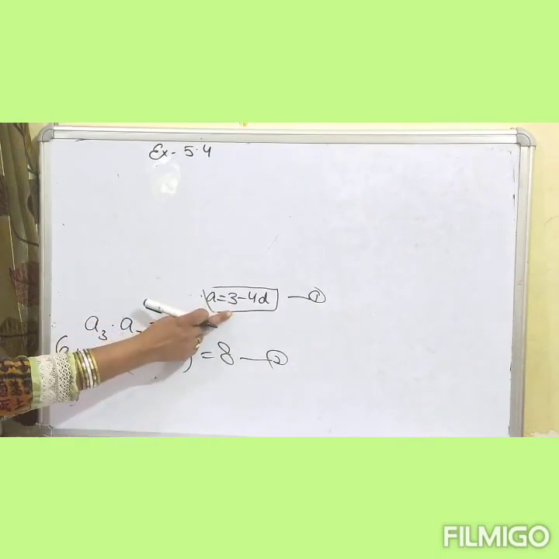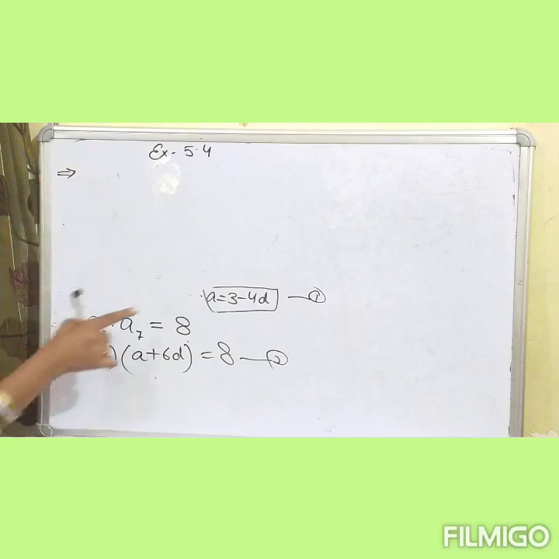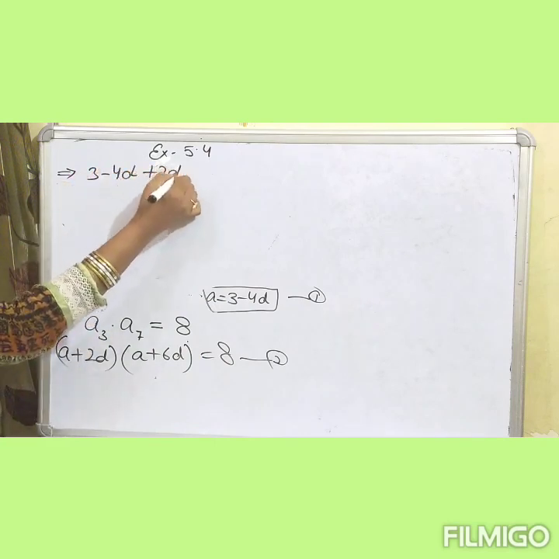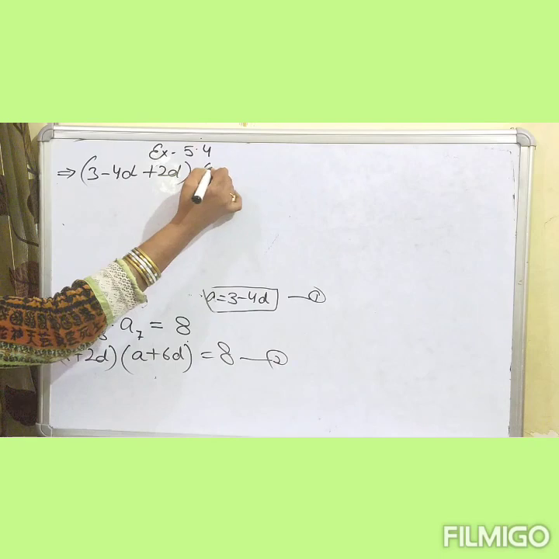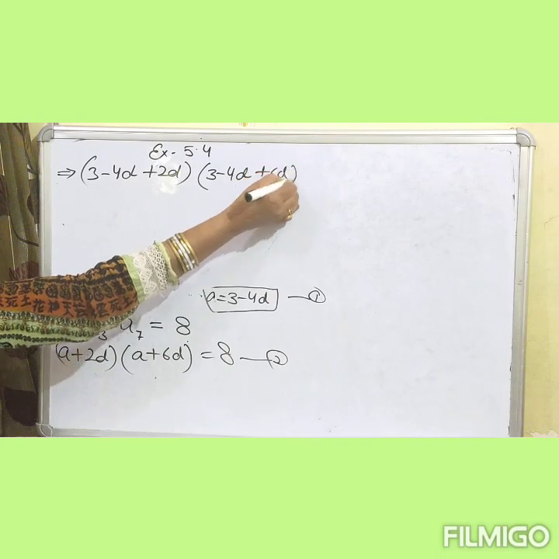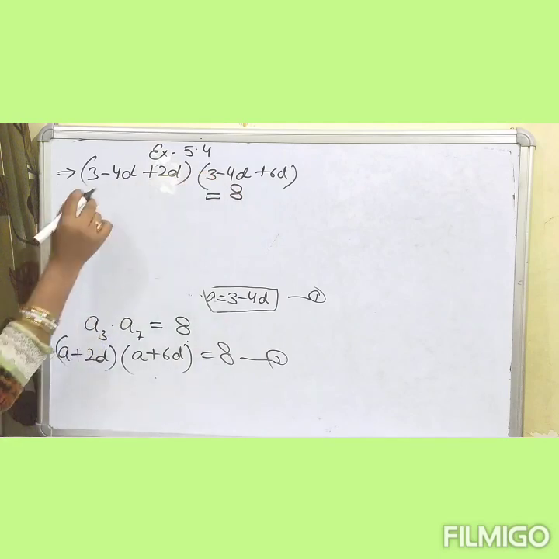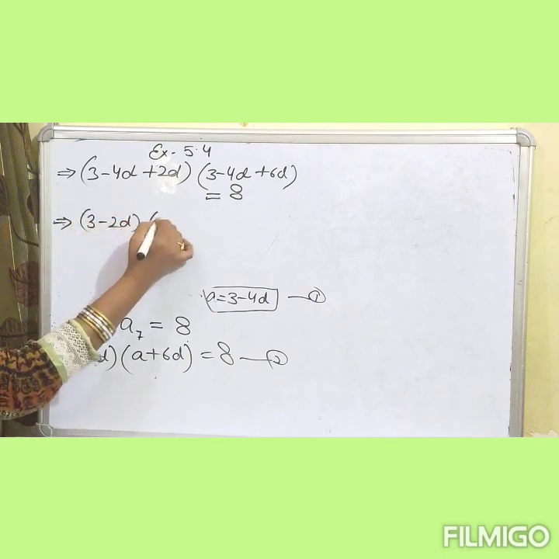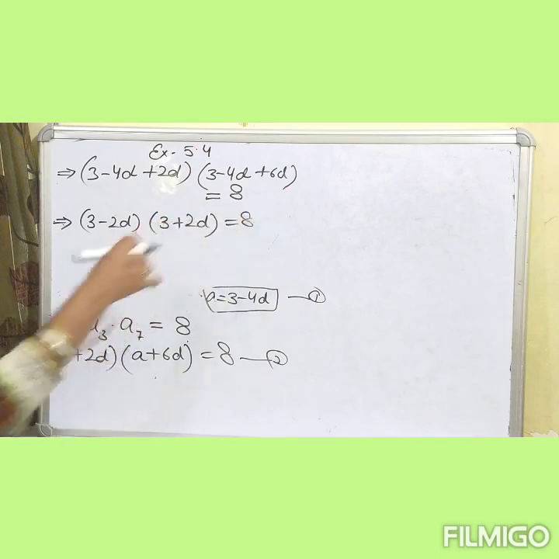So when I put this value of A in equation 2, what do I get? In place of A, I'll write 3 minus 4D, and plus 2D was already there. Now for A plus 6D, put the value of A again: 3 minus 4D and plus 6D, equal to 8. Now minus 4D plus 2D will be minus 2D, and minus 4D plus 6D will be plus 2D, equal to 8.